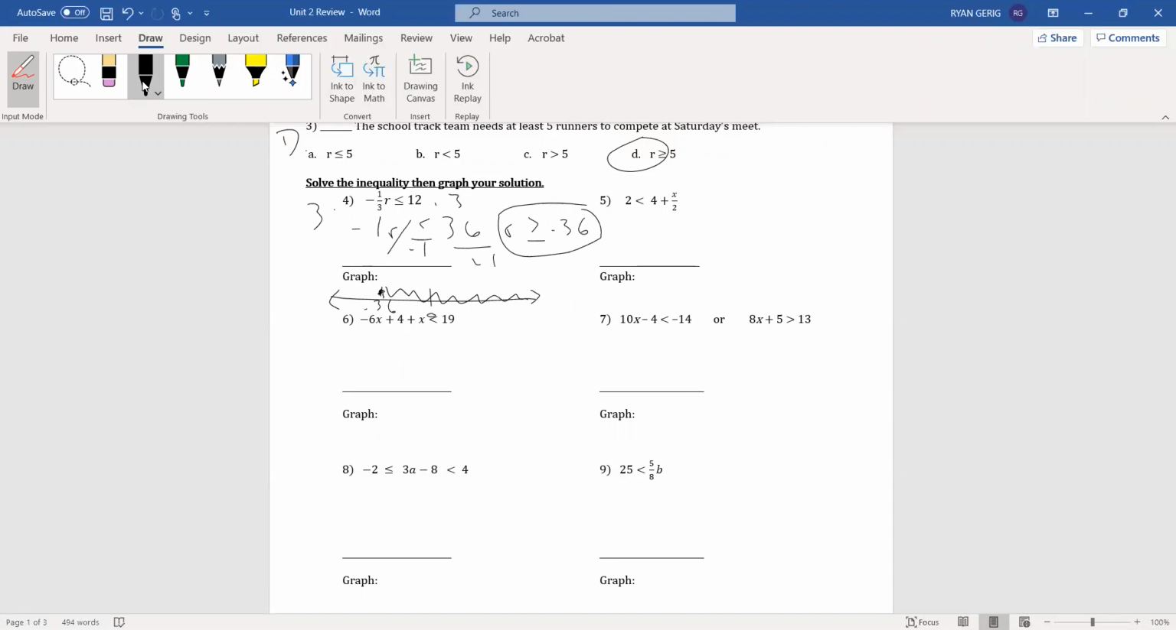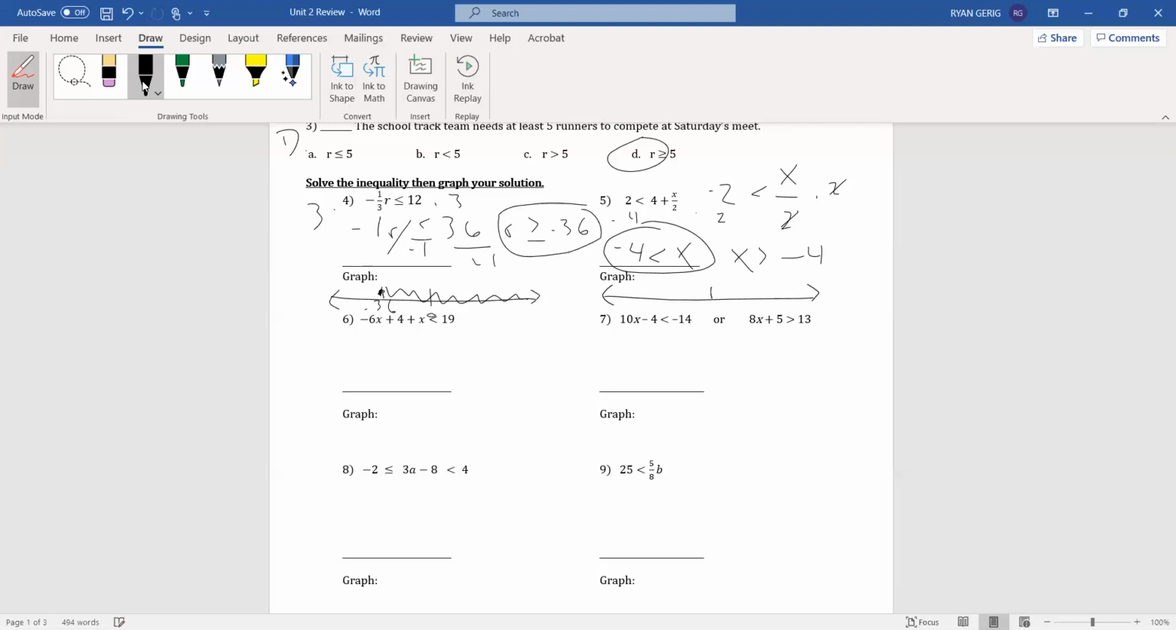Okay, number 5. Subtract 4. So 2 minus 4 is -2, is less than x over 2. Multiply both sides by 2. I get -4 is less than x. And we can leave it like that. That's fine. Or you could put the variable on the left, -4 on the right, but you don't have to do that step.